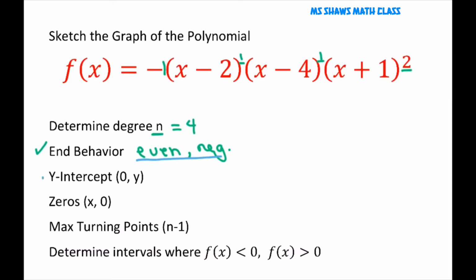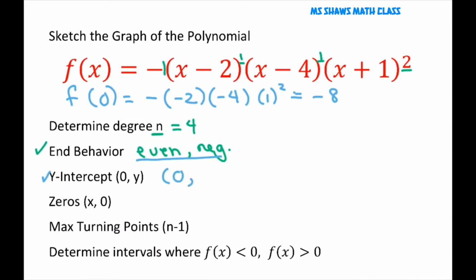Let's find our y-intercept. That is when x is 0. So you have -2, -4, and 1 squared. So that's going to be 3 negatives. That's a -8. So our y-intercept is at (0, -8).